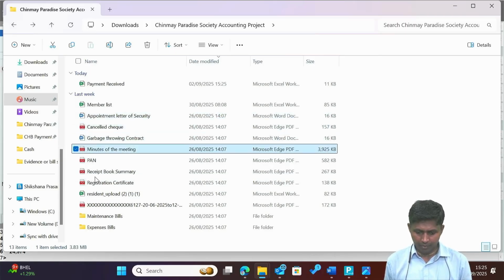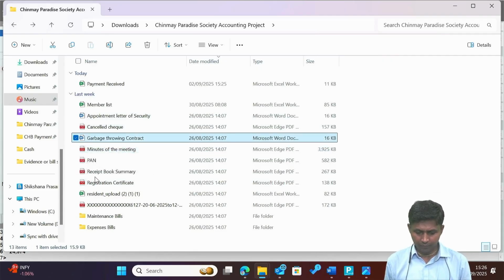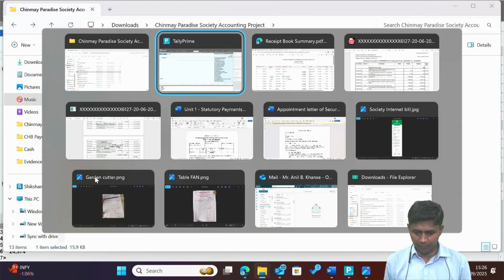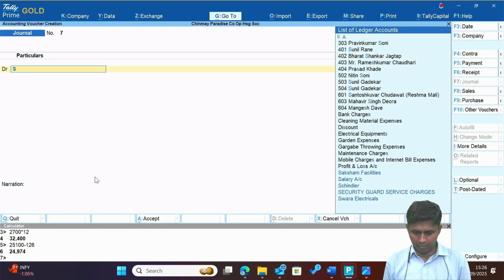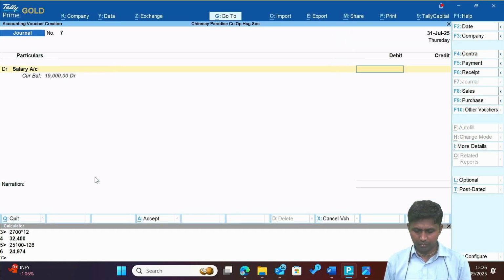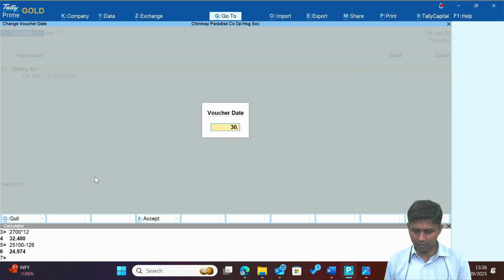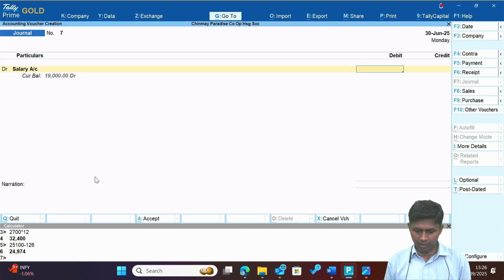That salary part, June salary and July salary. First book the salary. How to book the salary? Through journal we will book the salary. F7, let's say salary account and June month salary on the last day of June, 30 June. And then for the first two months, 19,000.